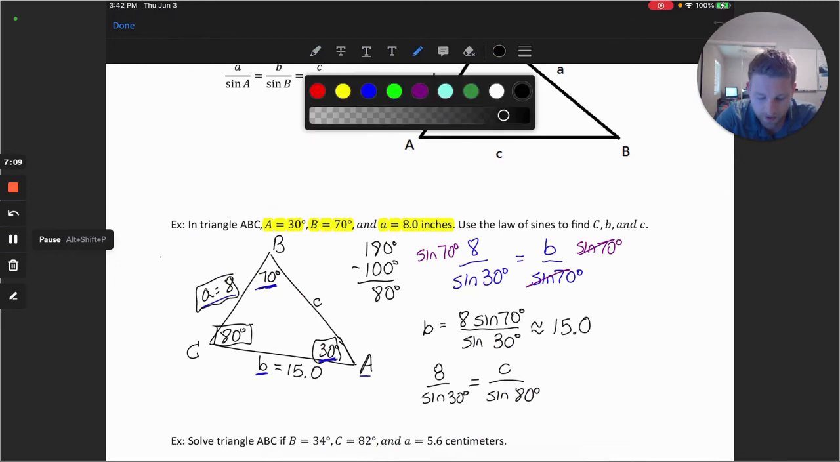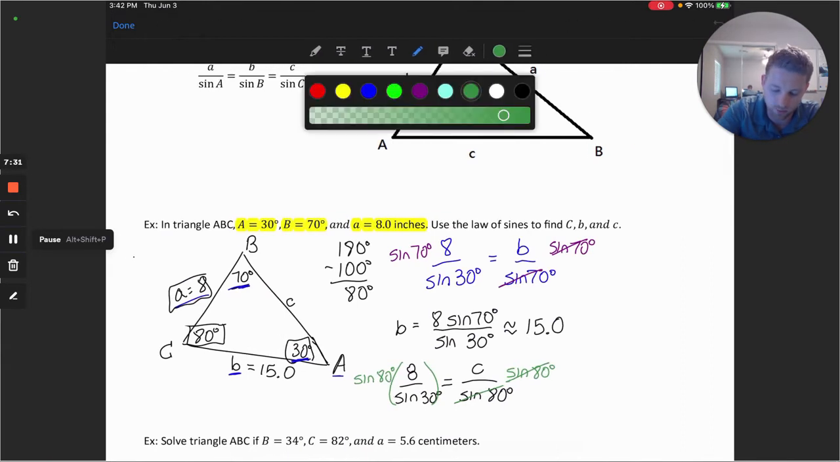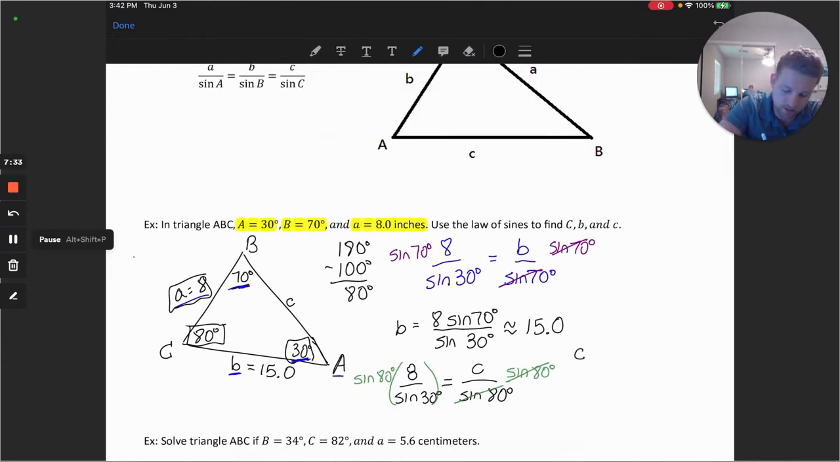Again, we'll multiply here by the sine of 80, because again, sine of 80 is just a number. It's a constant. So we'll multiply that on both sides. That will cancel on the right, leaving us the side length c. And so we'll write this one out one more time as well. That c is going to be equal to 8 times the sine of 80 divided by the sine of 30.